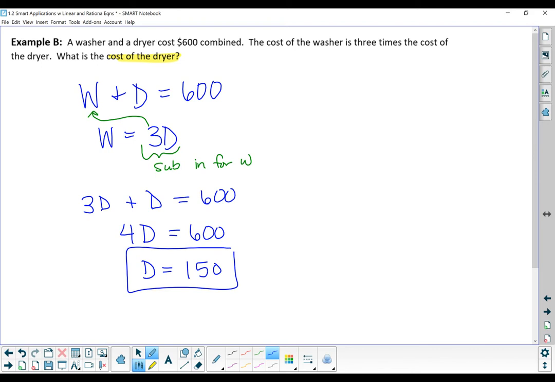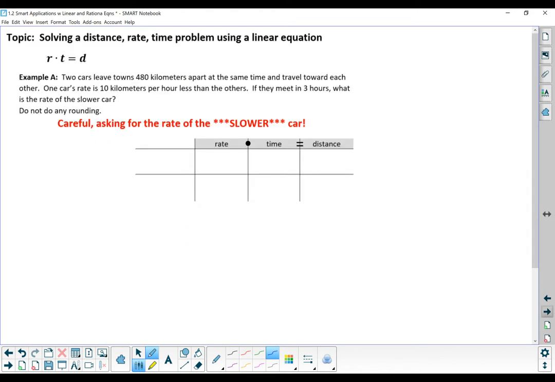All right, so that was our first topic. The next 2 topics are a little bit trickier, and we're going to use a little table setup to help us solve them, to help us keep track of all of our information.